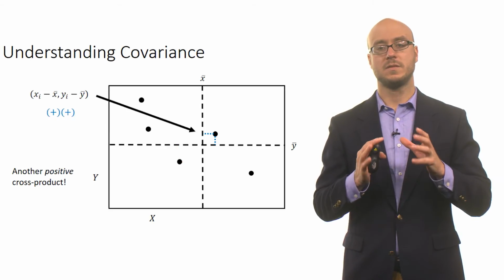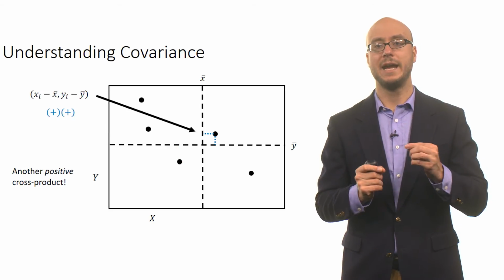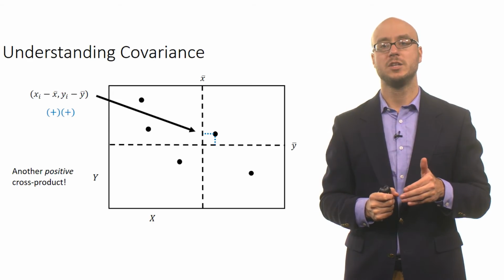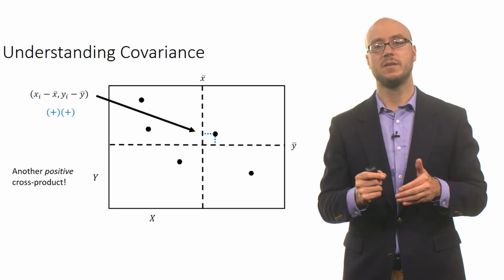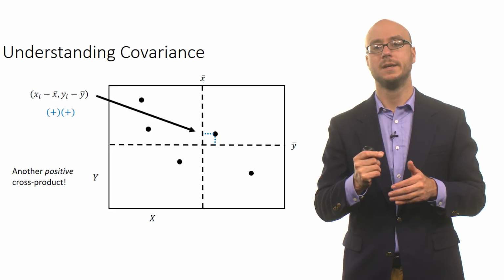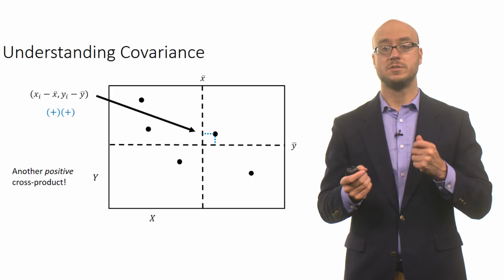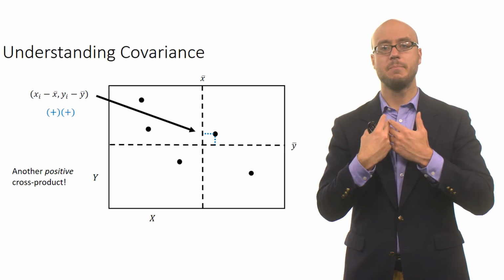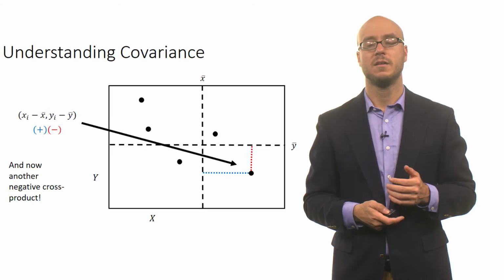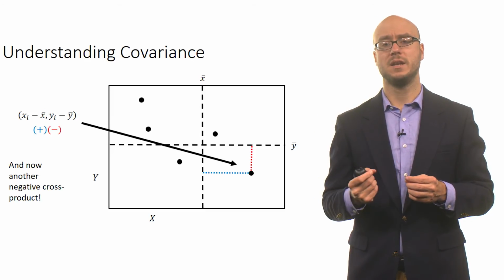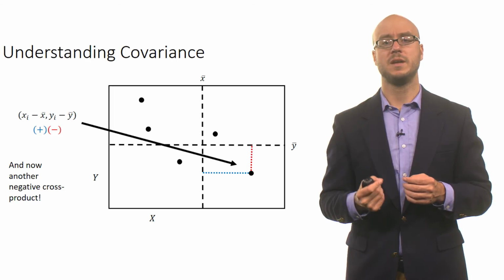When we look at this observation and locate it in reference to the mean of x and the mean of y, you can see that this person is above the mean of x and above the mean of y. And when you multiply those two deviations together, you get a positive cross product. Finally, for this person, you can see that this person is in fact above the mean of x and below the mean of y.